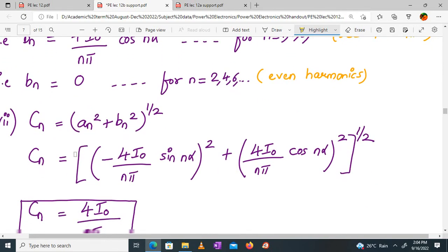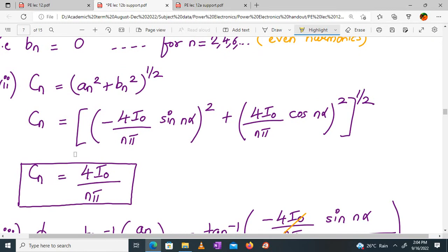अभी Cn का फॉर्मूला लिखा है ना तुम लोग ने, देखो an plus bn square, right? You have written an and bn just now. So इसको स्क्वायर करोगे तो you will get sin square plus, what is sin square plus cos square? तो वो गया. What remains? 4 I naught upon n pi. तो Cn का ये नवा वाला फॉर्मूला लिखो. अंडरस्टैंडिंग? इजी है ये. ऑल मैथमेटिक्स का पूरा सपोर्ट है इसके साथ.